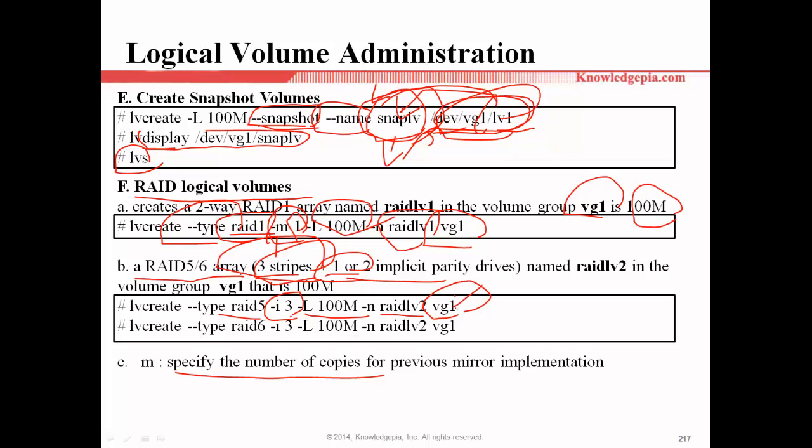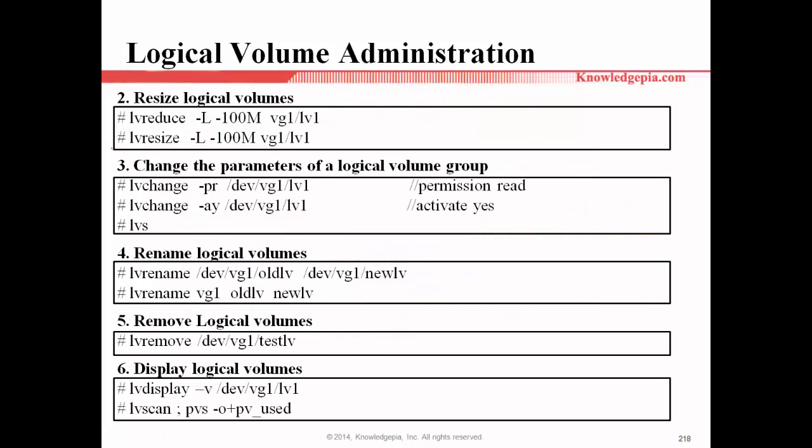So in this case, volume group 1 must have at least 4 physical volumes. RAID 6 as well. In case of RAID 6, maybe at least 5 physical volumes. Resizing the logical volumes is very easy. With lvreduce, if we want to reduce, then here minus 100 megabytes from logical volume 1. If we want to use lvresize, the resizing is also the same.